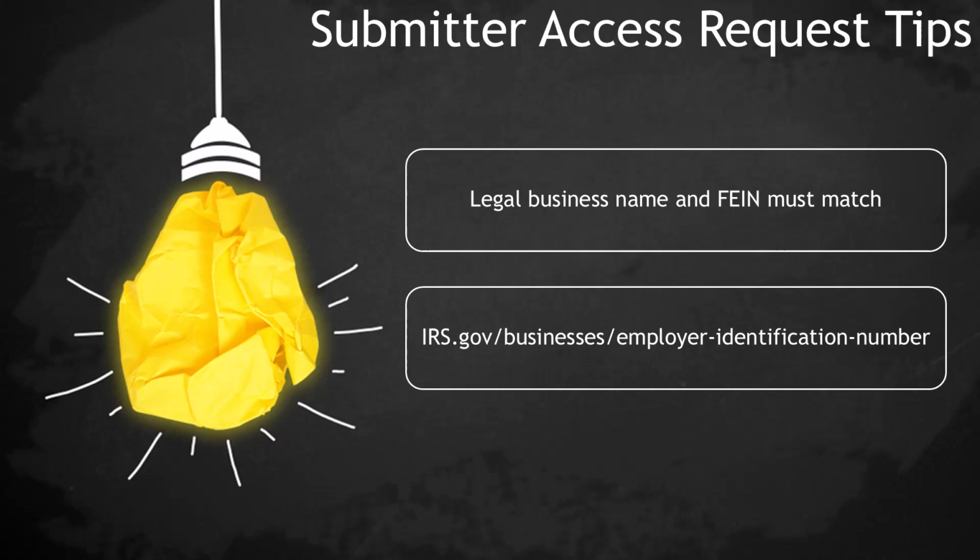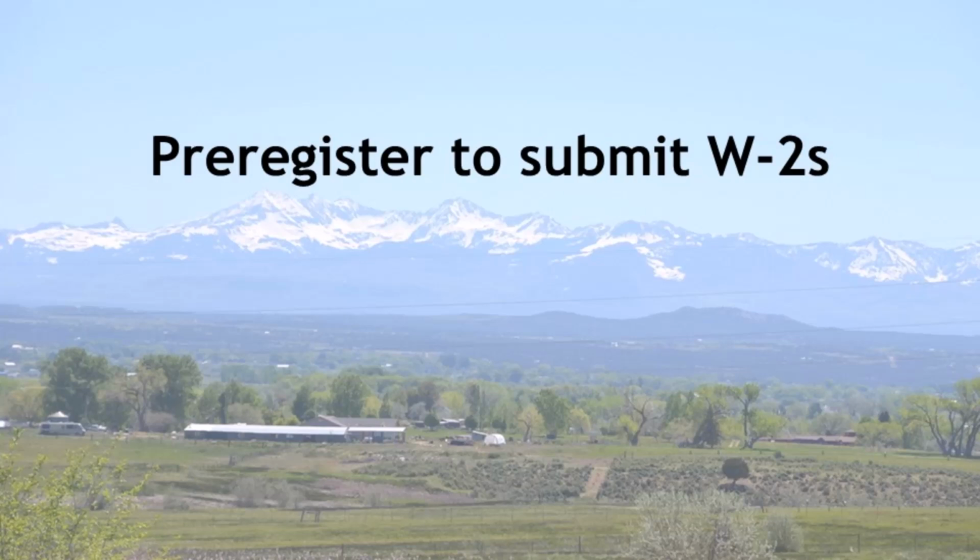When requesting access, you will receive a confirmation ID. Please save this for your records and refer to it when contacting the department. Now let's take a look at how to pre-register to submit W-2s electronically and how to submit them online. Please note that physical copies of W-2s attached to an account would not be considered an acceptable method to submit W-2s electronically. For more information on electronic W-2 formatting and filing requirements, please reference Part 4 and Appendix A of the Colorado Wage Withholding Tax Guide.